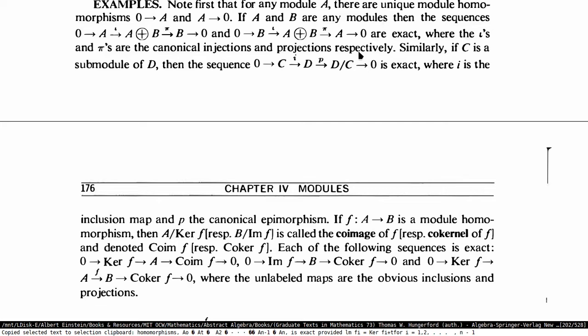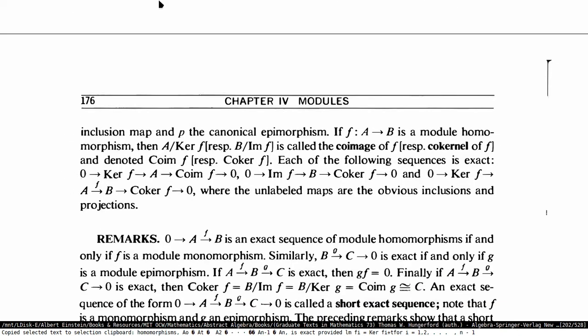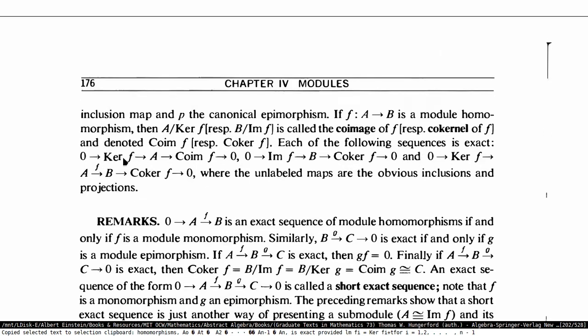So each of the following sequences is exact. We can have the sequence from 0 to the kernel, back to A, then to the coimage, and then to 0. Do the same thing again with the image, and you'll get to the co-kernel and back to 0. So first is the kernel and the co-image, the image and the co-kernel, and the kernel and the co-kernel. And these have to be inclusions and projections, the maps that take you from the kernel to the module.